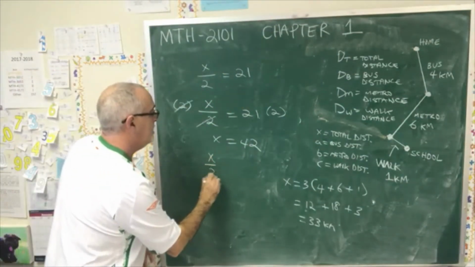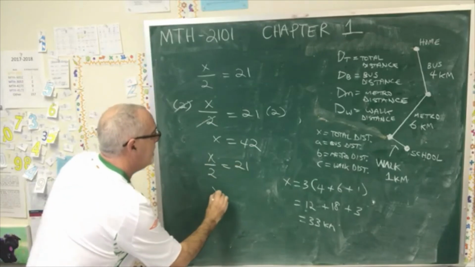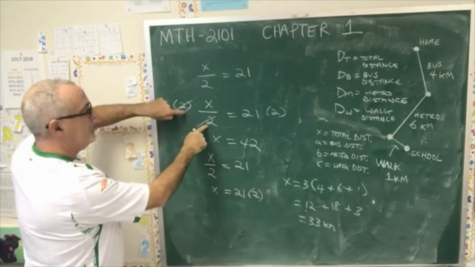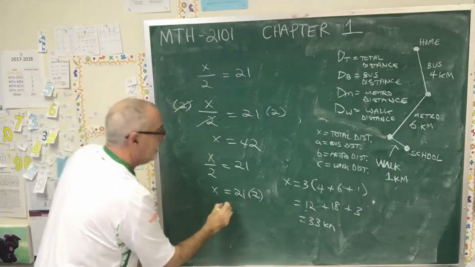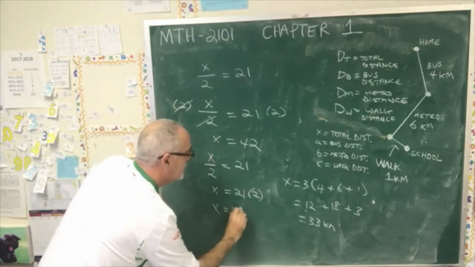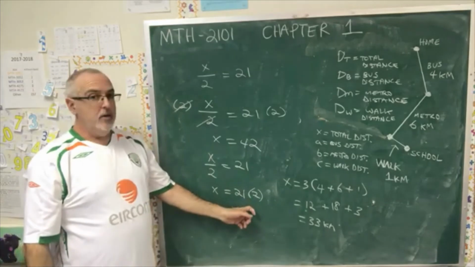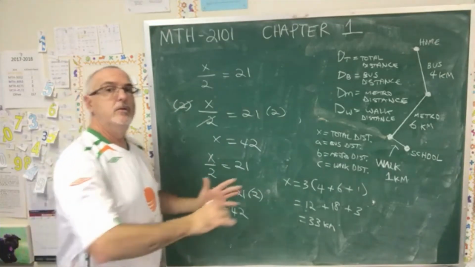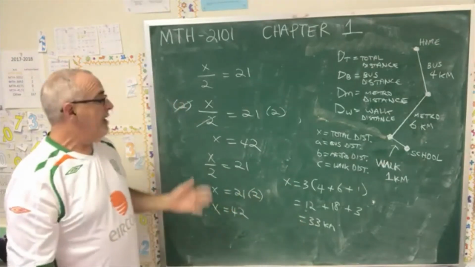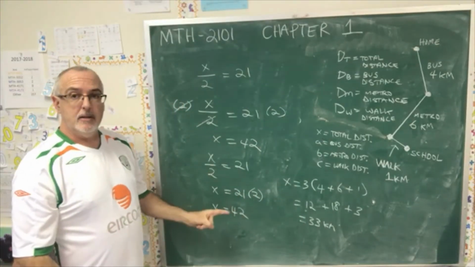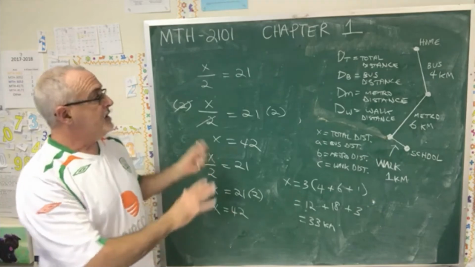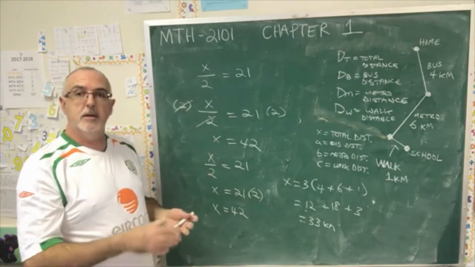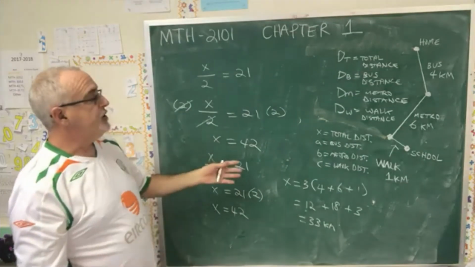Shortcut. X is equal to 21 times 2. I'm not showing this part. I'm doing the shortcut. I'm getting the right answer. And the 2 didn't change signs. Addition and subtraction, the number that moves across the equals changes signs. Multiplication and division, it doesn't. That is the basic algebra skills as they apply to the 4 operations: addition, subtraction, multiplication, and division.